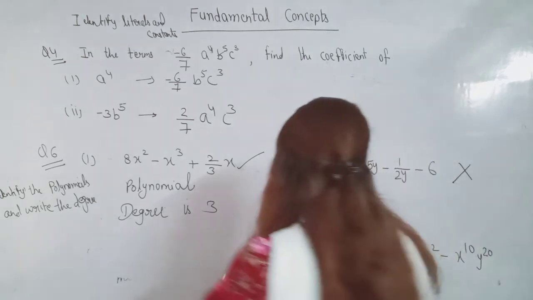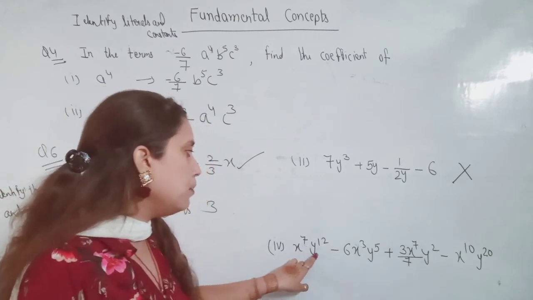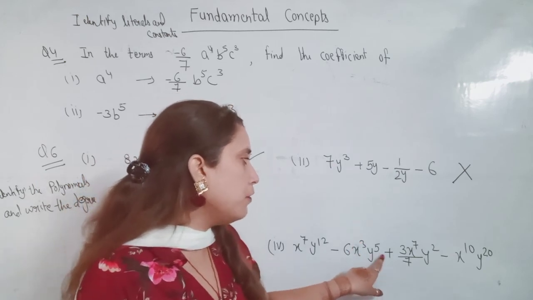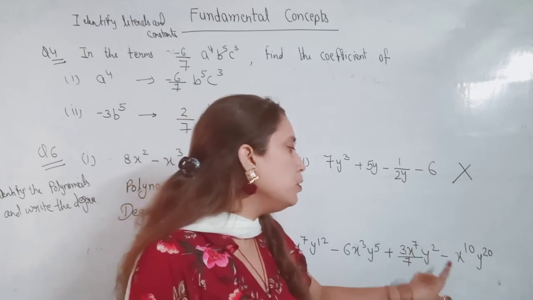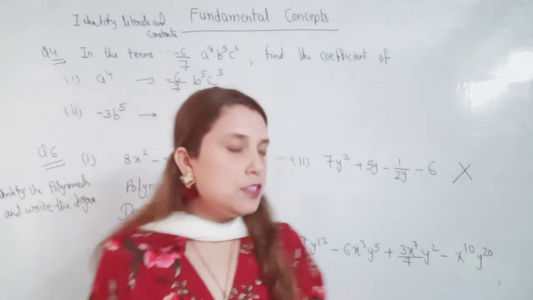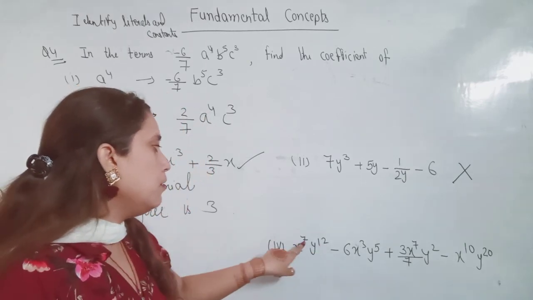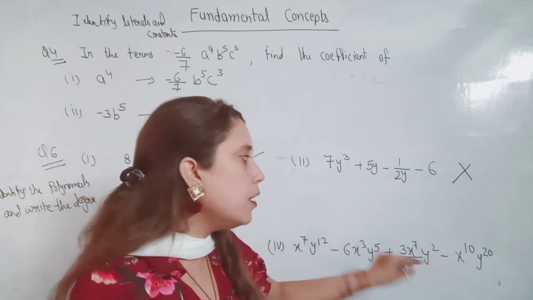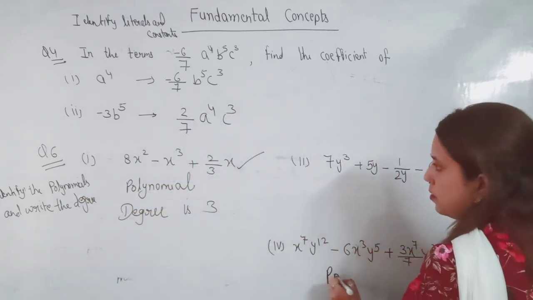Now let's move on to the fourth and last part of question number 6. x raised to the power 7, y raised to the power 12 minus 6x raised to the power 3, y raised to the power 5 plus 3 upon 7, x raised to the power 7, y raised to the power 2 minus x raised to the power 10, y raised to the power 20. First we will check whether the degrees of the variables are whole numbers. 12 and 7 are whole numbers, 3 and 5 are whole numbers, 7 and 2 are whole numbers, 10 and 20 are whole numbers. So this is a polynomial.